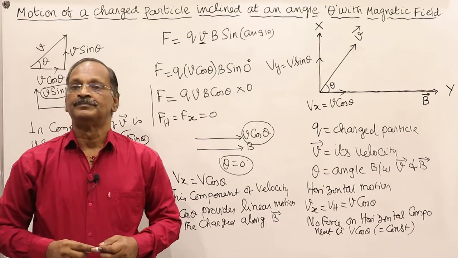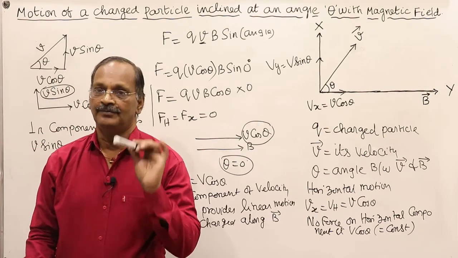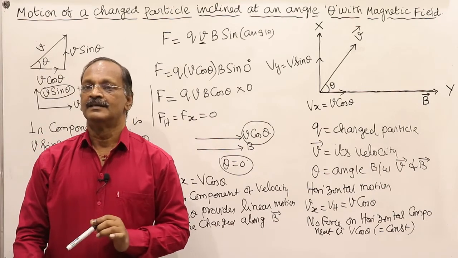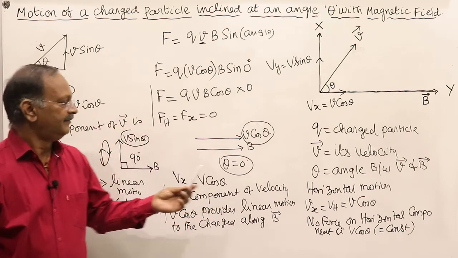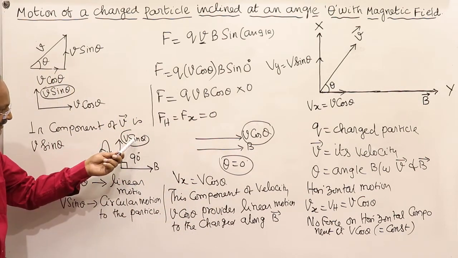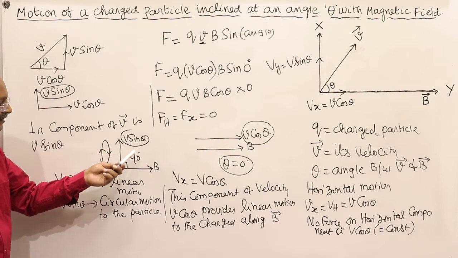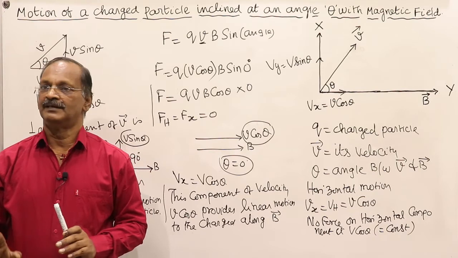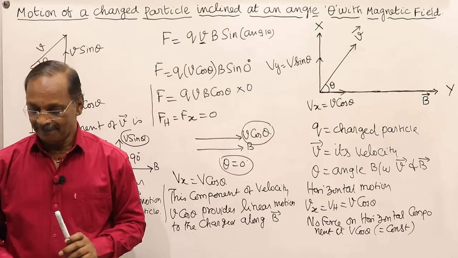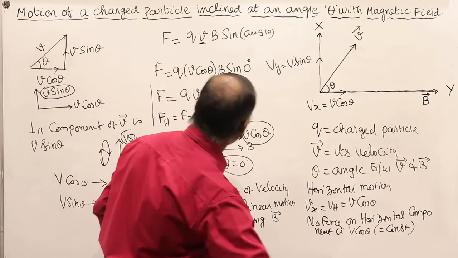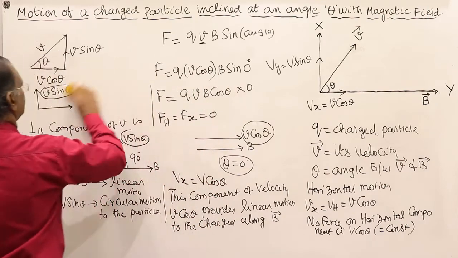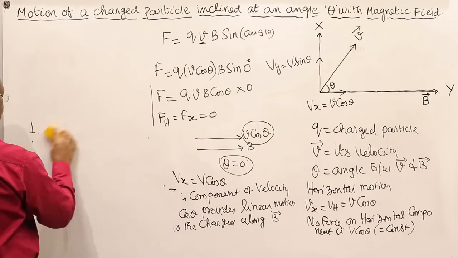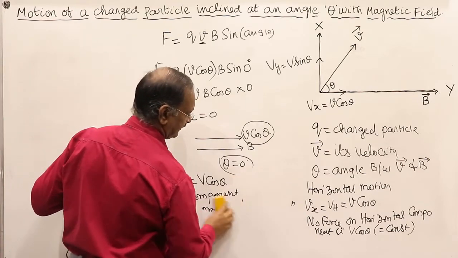That is, the perpendicular component of v, that is v sin theta, provides circular motion to the charged particle, as the B vector and this component v sin theta are both perpendicular. Therefore, the particle will experience a magnetic force. So now let us see what kind of magnetic force it is. It will experience a magnetic force, right?